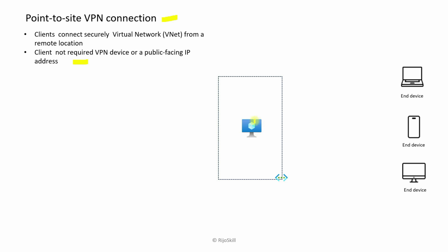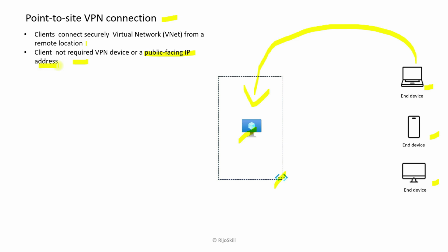Okay, so here you can see this is your Azure, and you have one virtual network and one VM, a server or anything. This is your end user device, mobile or desktop or whatever you want. The user needs to connect the device to your virtual network, so we can use this for a client to connect securely to your virtual network from a remote location. Remotely you can connect with your Azure VM or whatever Azure service is available, and you do not need a public-facing IP address.